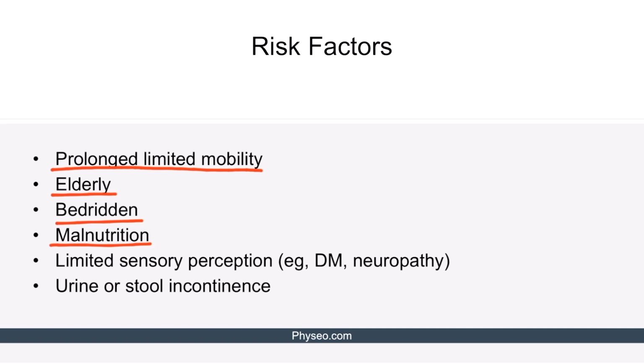Now, patients with conditions that limit or decrease their sensory perception, such as diabetes mellitus, and patients with neuropathies are also at risk. And this is because patients with these conditions don't tend to realize they've been injured due to the lack of pain sensation, which leads to late detection of the injury. Urine and stool incontinence can cause skin macerations and irritation, which only adds additional strain to the affected skin area.